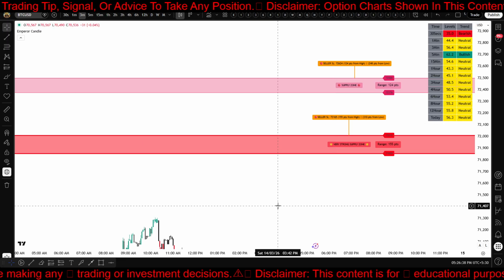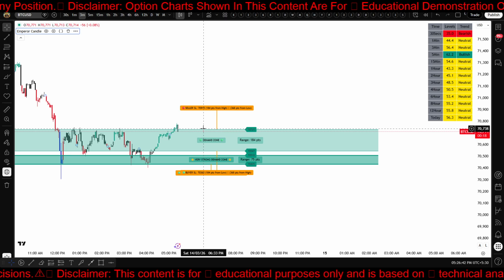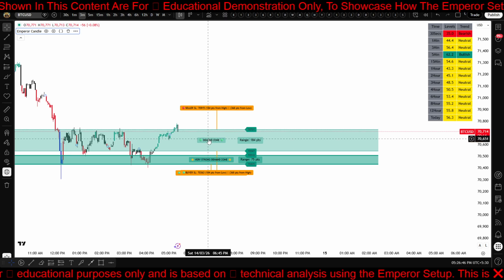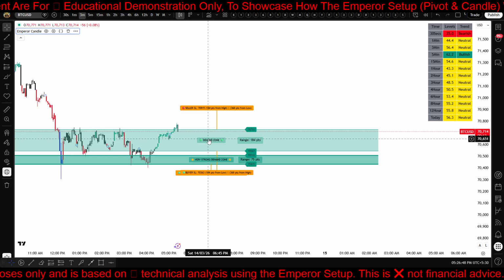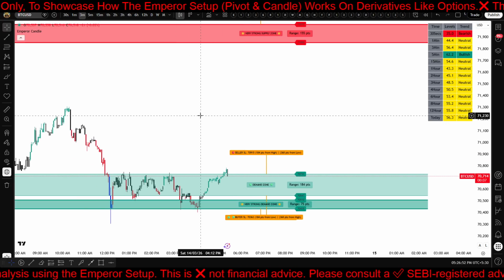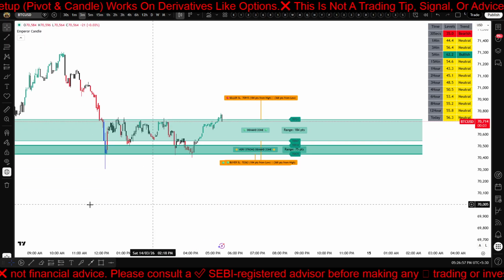Seventh, target rule. If you buy from a demand zone, the next target can be the nearest supply zone. And if you sell from a supply zone, the next target can be the nearest demand zone. This creates a very logical trading structure.